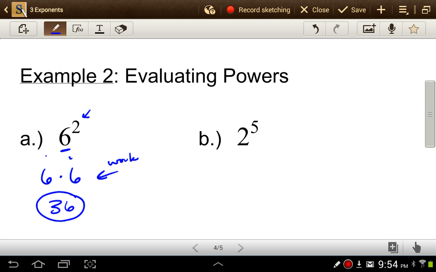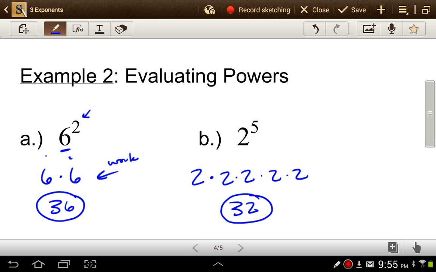For example B, I have 2 to the 5th power. So that's going to be the base number 2, and I'm going to have 5 of them. So I'm going to count to make sure I have 5. 1, 2, 3, 4, 5. Then I multiply these. 2 times 2 is 4, times 2 is 8, times 2 is 16, times 2 is 32. So 2 to the 5th power equals 32.